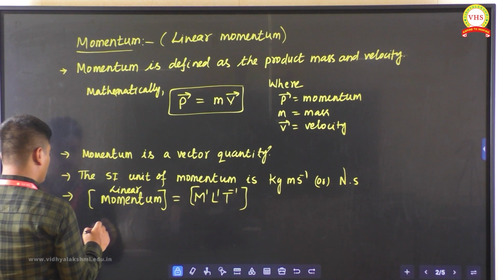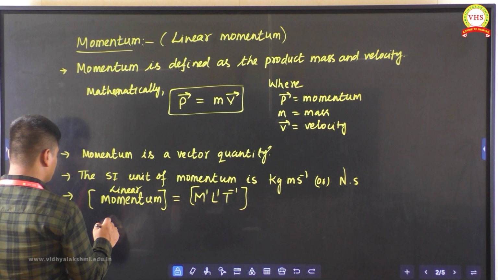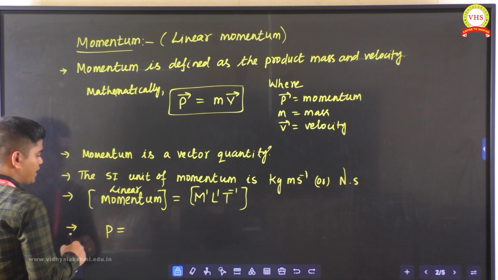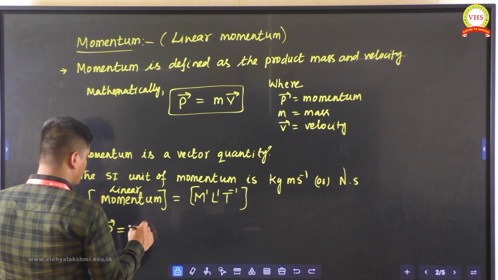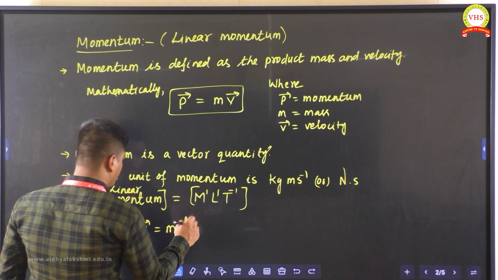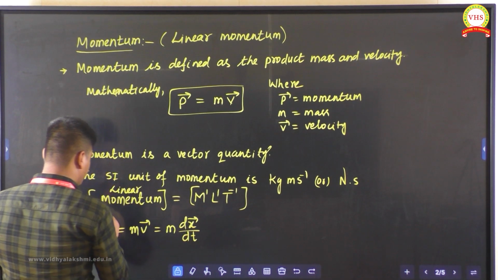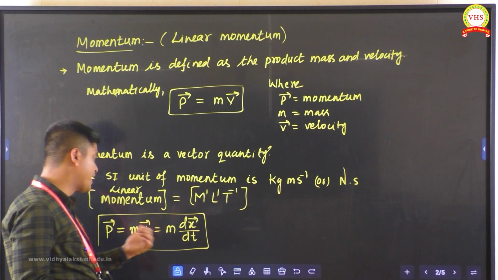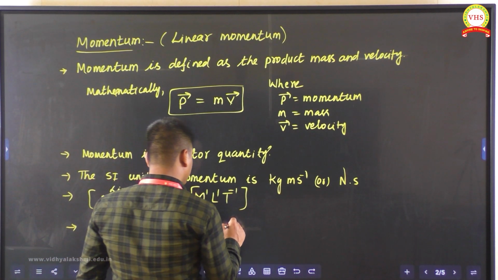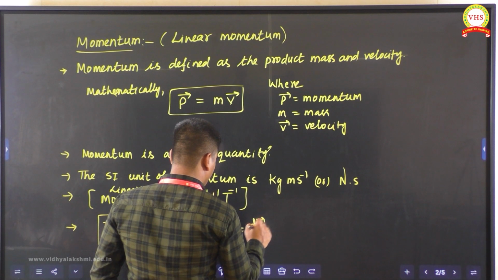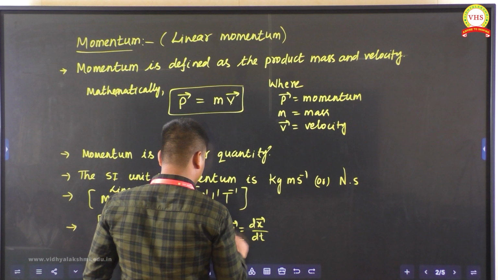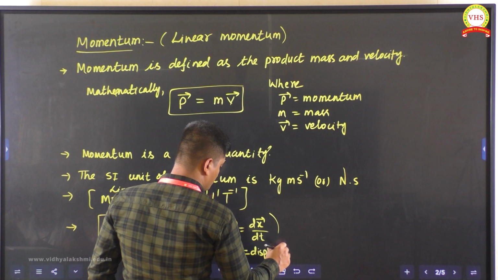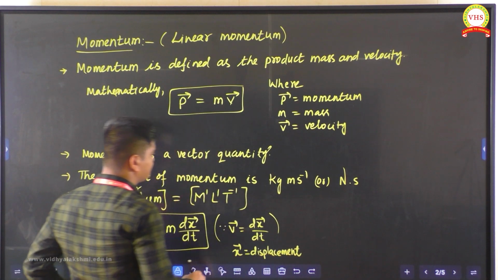And other relations you know. Momentum is nothing but mass into velocity, and velocity is nothing but dx by dt, where x is the displacement. So this is one formula you can keep. If x is given in terms of t, then you can find momentum also with this formula. So v is nothing but dx by dt, and x is nothing but displacement. So this much of knowledge about momentum you can remember.